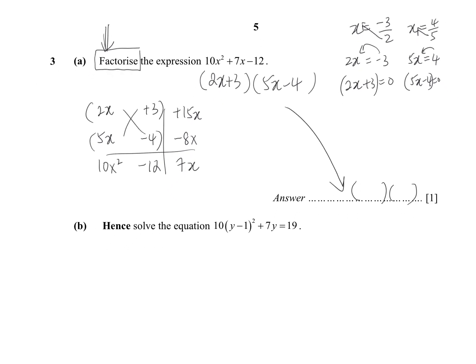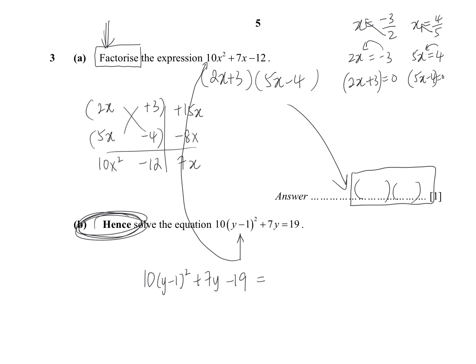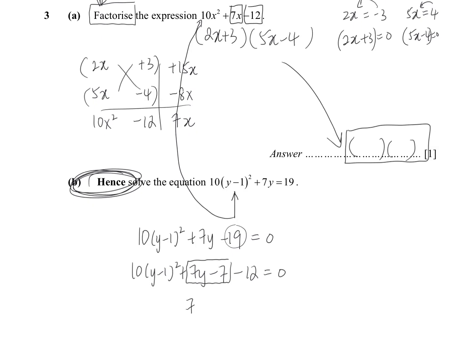Some of you misinterpret. When they say hence, it means they want you to make use of this answer to help you to solve the question. So first of all, you need to make sure this one looks like this. So let's rearrange everything to one side. Okay, and I know that 7x and then I end up with a minus 12. So there must be some splitting I need to do here, that I should split this so that I get a minus 12. Then you realize this one actually can be factorized to get this.